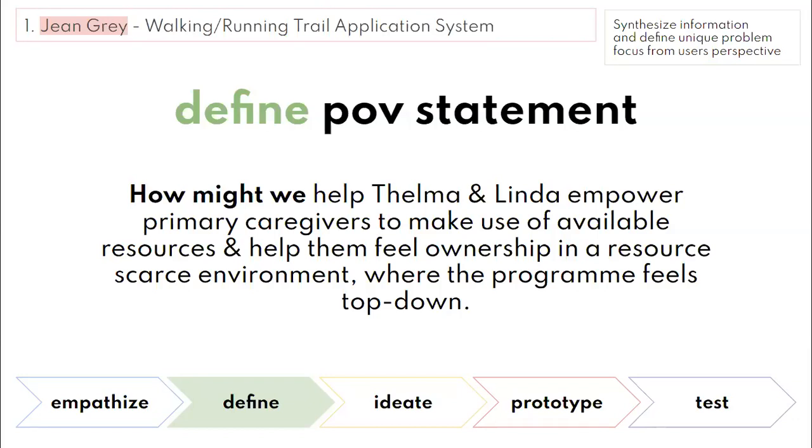Empower primary caregivers to make use of available resources and help them feel ownership in a resource-scarce environment where the program feels top-down. It tells me about bureaucracy. It tells me about the ill-resourced environment. It tells me about the fact that there are other primary caregivers. It tells me that there are resources, but are they readily available? That's the question. And so we're centering Thelma and Linda and their experience, their point of view, their insight. And as we move forward now, we'll always be thinking about Thelma and Linda.